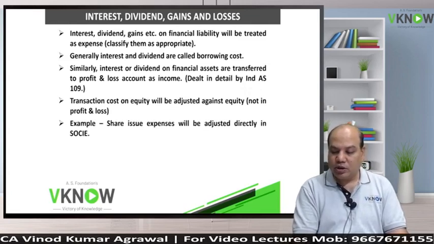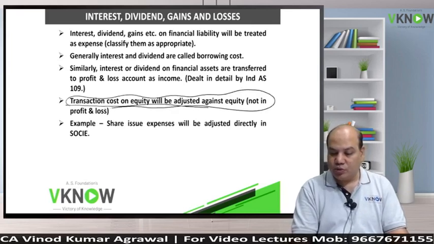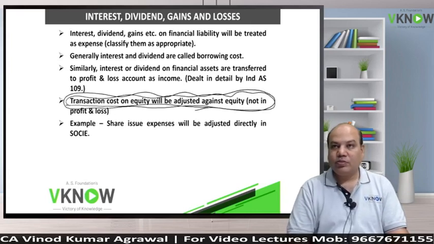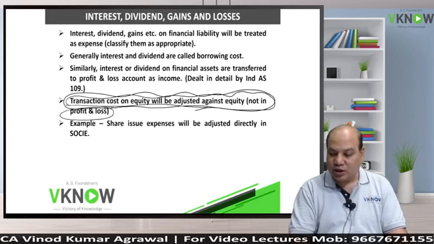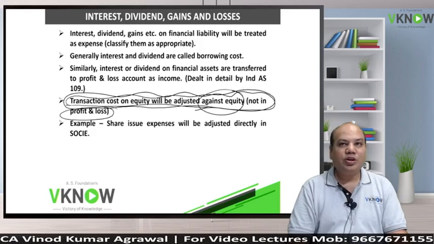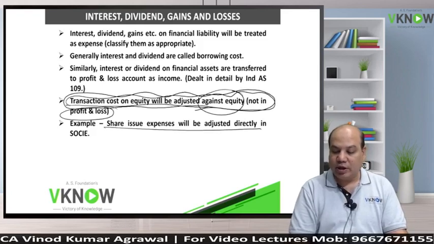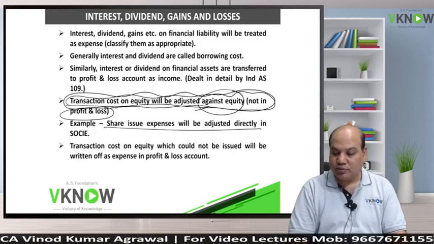What about the transaction cost on equity? This we had discussed some time earlier also. If you incur transaction cost on the issue of an equity instrument, then it is not to be shown in the P&L account; rather it will be adjusted against equity in the SOCIE. Underline. For example, share issue expenses will be directly adjusted in SOCIE.